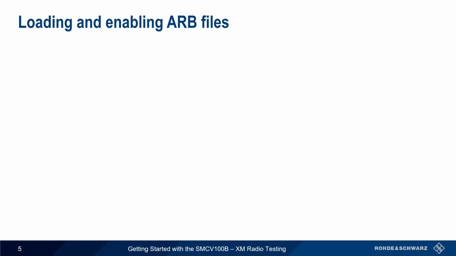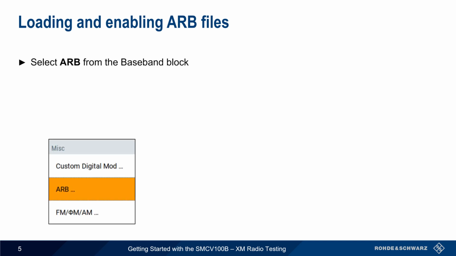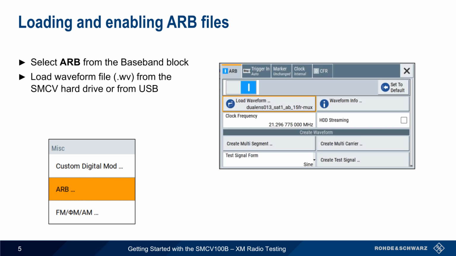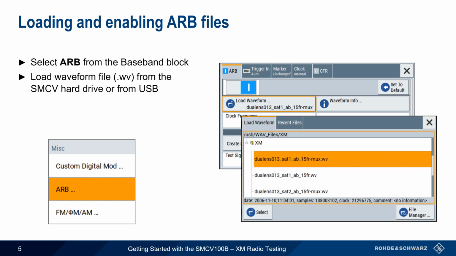To load an XM radio ARB file into the SMCV, select ARB from the modulation block, and then use Load Waveform to navigate to and select the desired ARB file. These have the extension WV. After loading the ARB, simply configure the desired frequency and level, and then enable RF output to begin transmission.